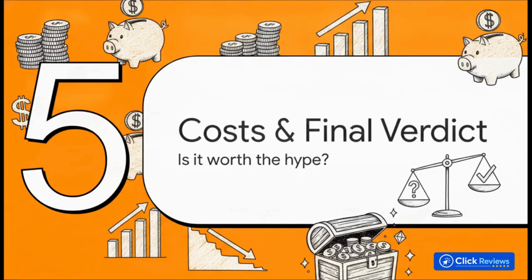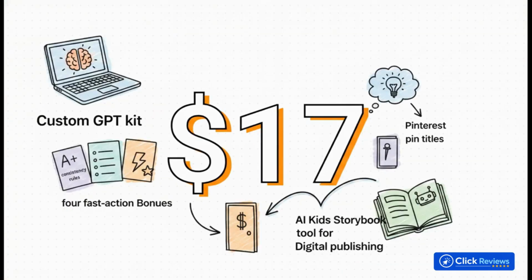Finally, Section 5, True Costs and our final verdict. Is this thing actually worth the hype? Okay, so the big, shiny front-end price you will see on the sales page is $17. This is a one-time payment for the core custom GPT kit, which includes those consistency rules and formatting structures we just discussed, plus 4 fast-action bonuses like topic ideas and Pinterest pin titles.